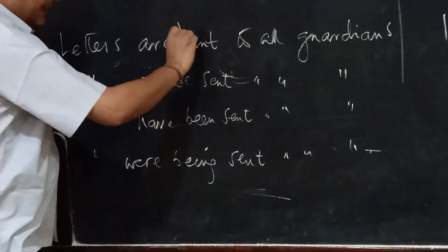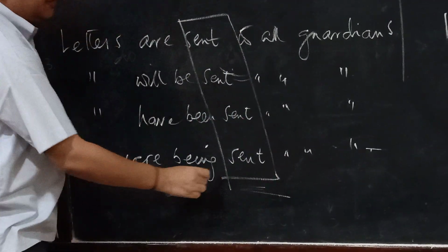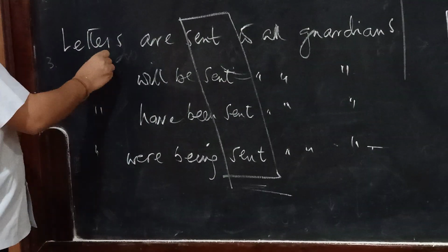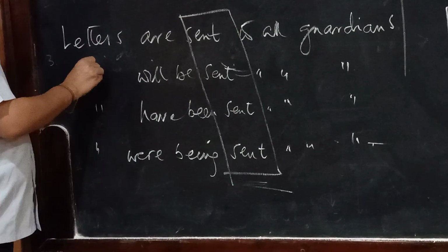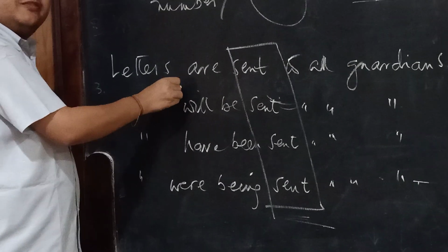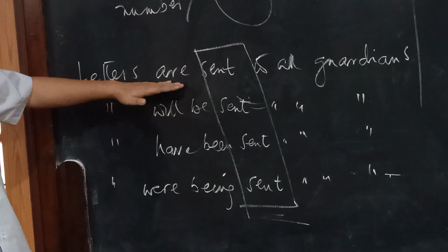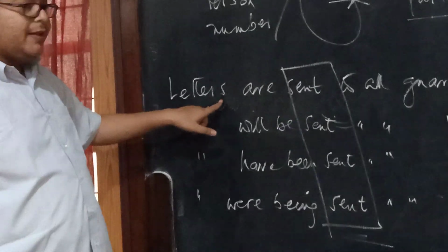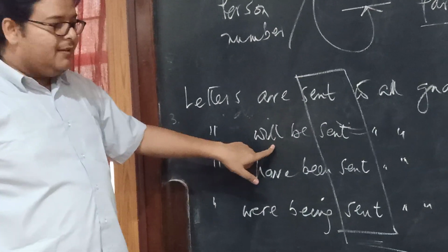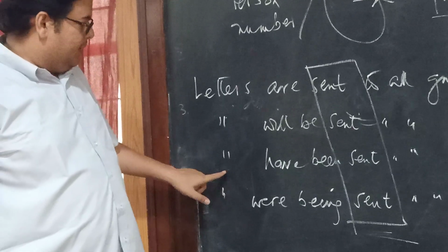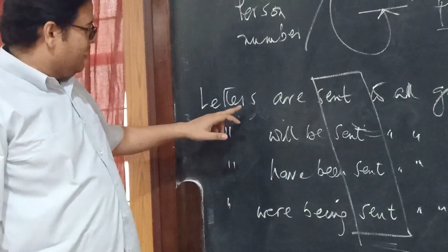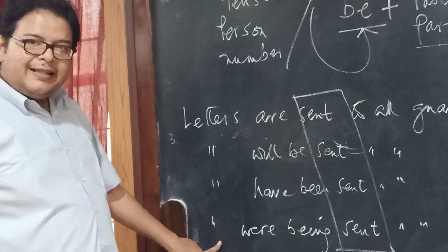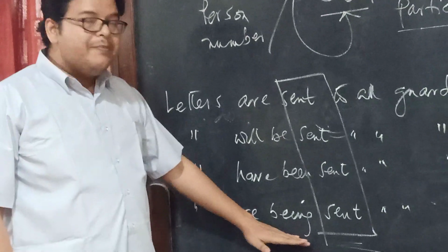See, sent is the past participle form of send, and it has not changed. Depending on the tense, the form of the be verb has changed. This is simple present tense, so the form of the be verb here is are, because this is a plural subject. This is future tense, so will be. This is present perfect tense, since the subject is plural, have been. This is past continuous tense, since the subject is plural, were being.